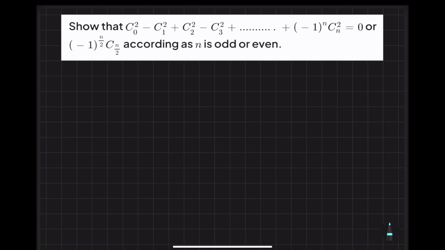So we got this situation. Show that this equals 0 or this. Okay, so you know that this is a binomial question. Okay, so first write down the rth term.